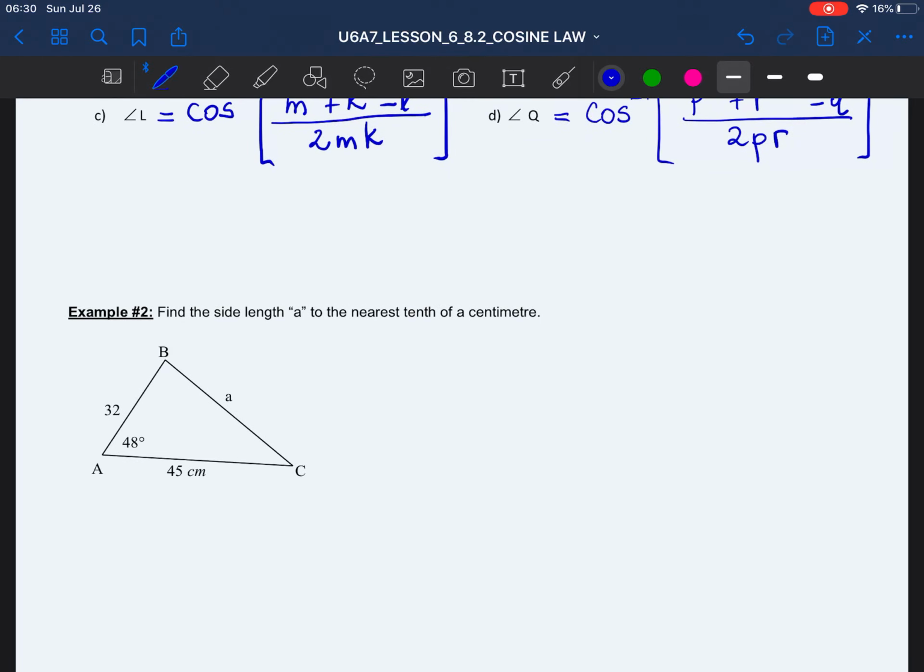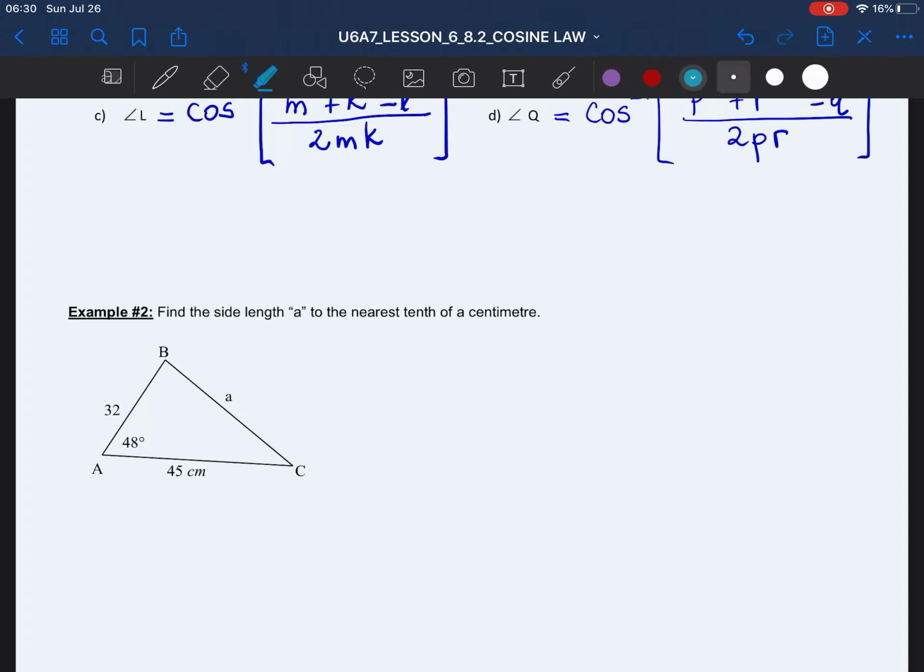So let's practice the cosine law to solve some problems. We are given a triangle ABC, and in this triangle we know the sides AB and AC and the angle in between them.